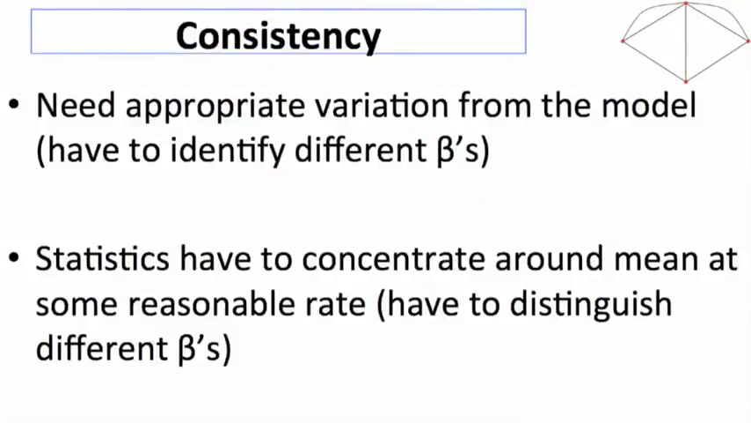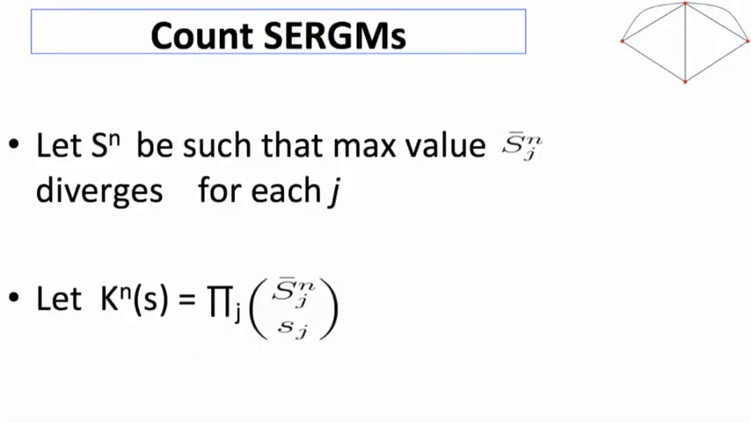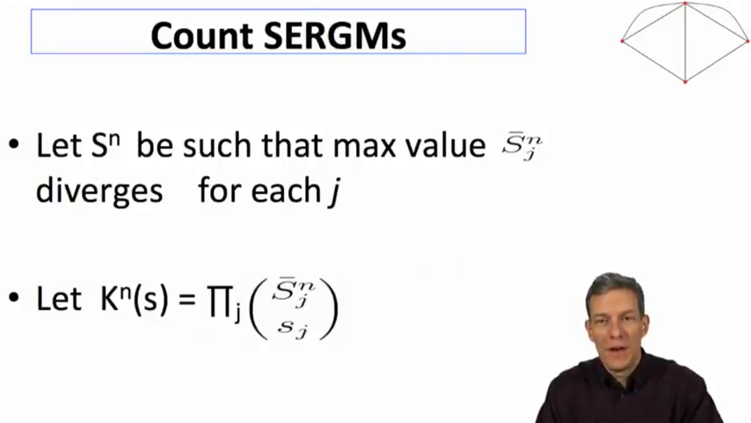So consistency, we need appropriate variation from the model. So it has to be that as you change beta, you change actually what the distribution looks like. And then the model has to be large enough so that you're getting fairly narrow statistics around the mean at a reasonable rate in order to be able to distinguish different betas from each other. Those two things will give us consistency. And then we can actually work with specific classes of exponential random graph models in order to get further and make sure that we can check these kinds of conditions.